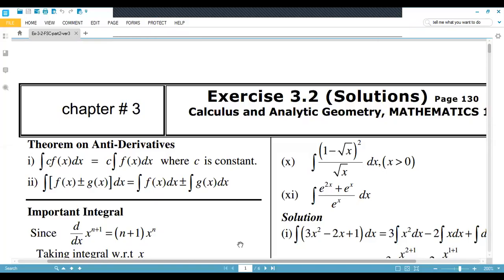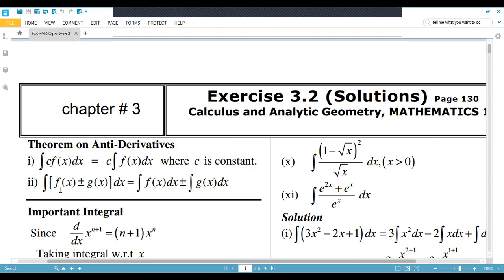So exercise 3.2, before starting this exercise, again I'm going to discuss some theorems with you and some important integrals that are already given on page number 125. Theorem on antiderivative. For example, if some constant multiplies with a function, when you take the integral, that coefficient is considered a constant, it will be written outside the integration, and you will take only the integration of the function, that is, c times the integral of f of x dx, where c is constant.